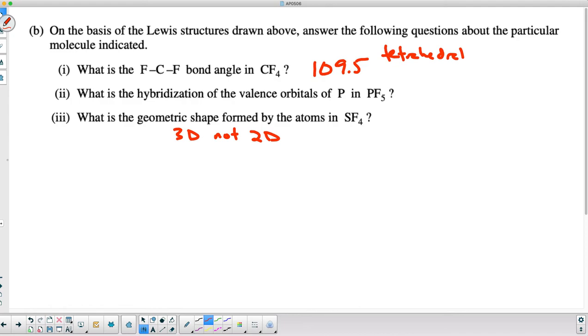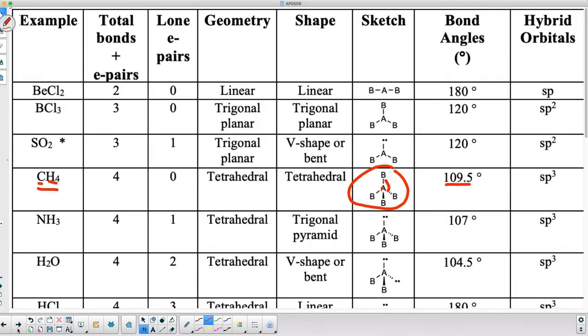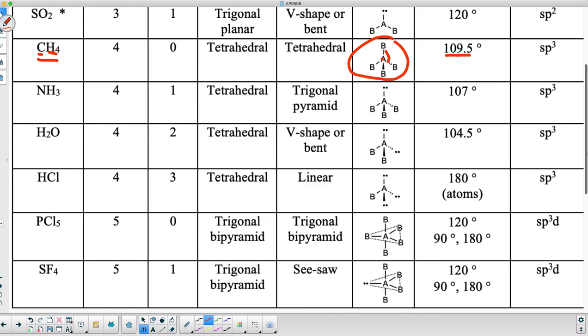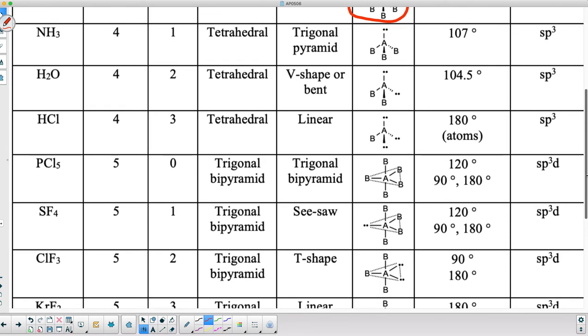What is the hybridization of the valence orbitals in the P in PF5? Well, let's go to this again. I need to look for something that has the same basic shape as PF5, and I see it here, PCl5, which is the same as PF5. This is called trigonal bipyramidal. There are 5 bonds from the central atom. Okay, it's trigonal bipyramidal. It looks like this. You have axial bonds here, and then you have equatorial bonds here, here, and here.